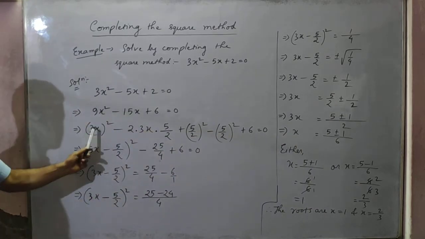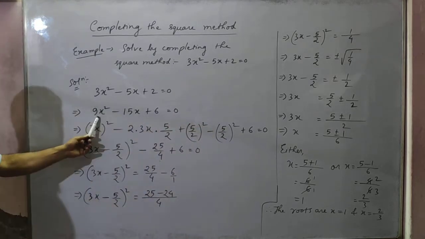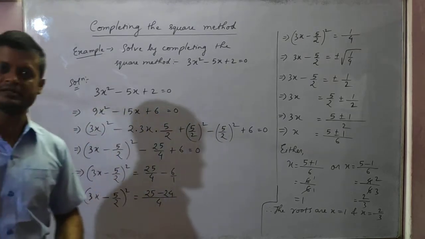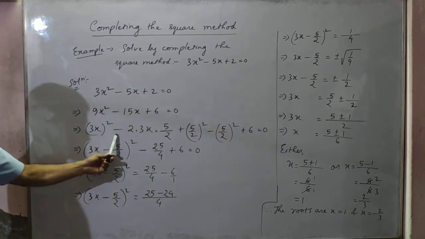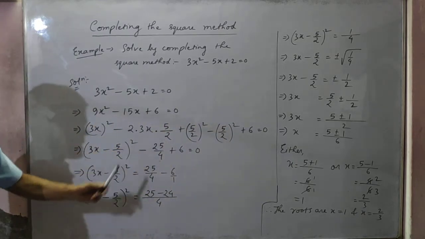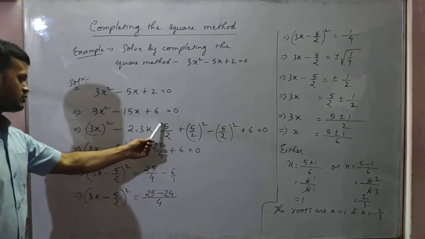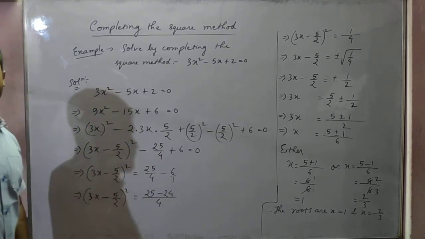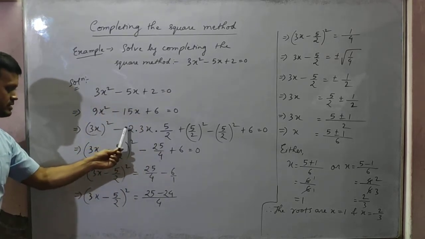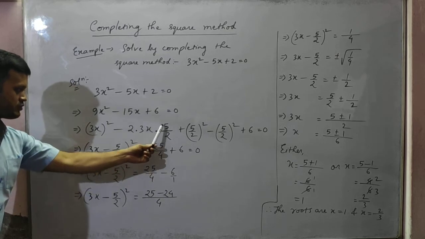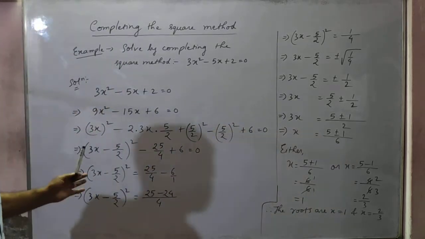So 9x square is there, so you add 3x whole square. In place of 9x square, can you add 3x whole square? 3x whole square means 3x into 3x, that will be 9x square only, isn't it? So this is a square minus 2 into a into b. A means 3x. And b means which number? I wrote 5 by 2 here. Why 5 by 2? Because this 2 and 2 will cancel. 3x into 5 will become 15x.